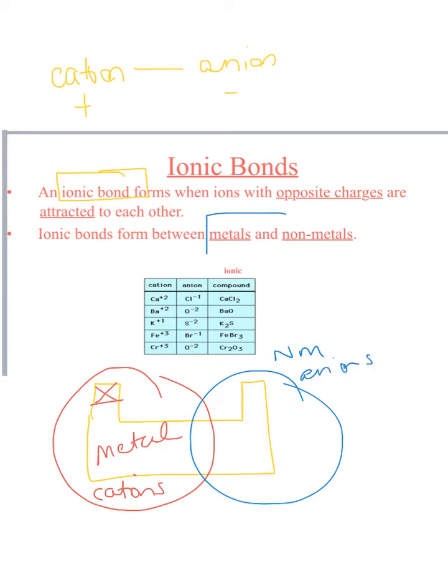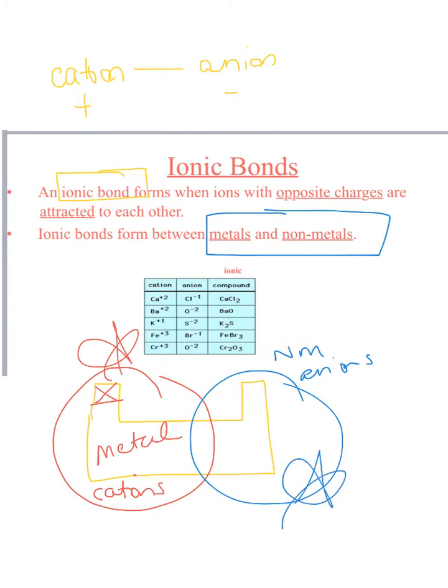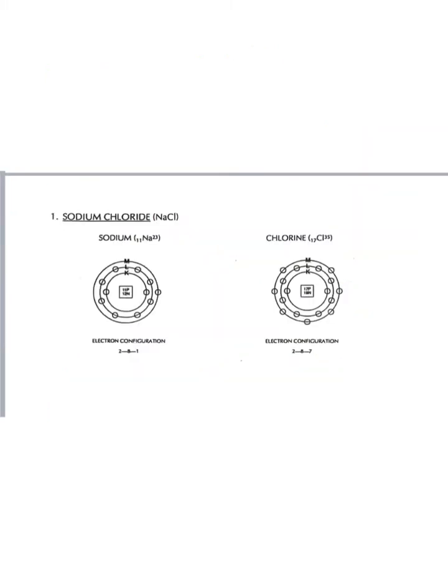So, ionic bonds form, as we can see, between a metal and a nonmetal. In order for an ionic bond to occur, you must have a metal that is bonding with a nonmetal. A metal and a metal bonding together is not an ionic bond. That is a metallic bond. You must have a metal and a nonmetal. So here, let's look at this example.